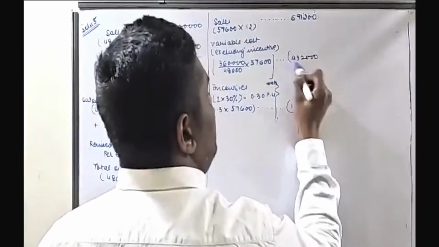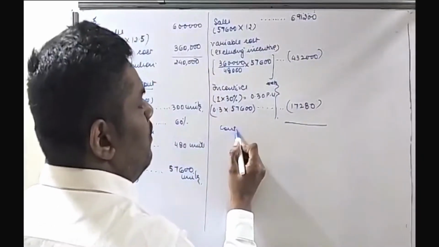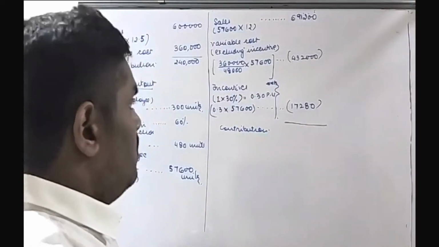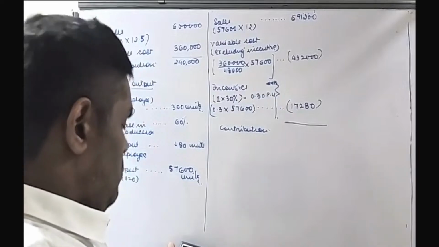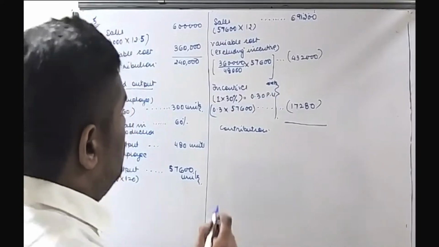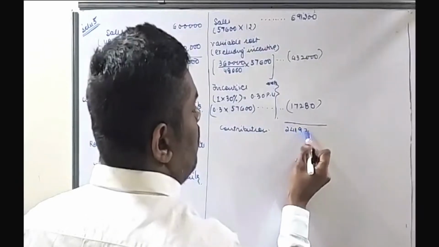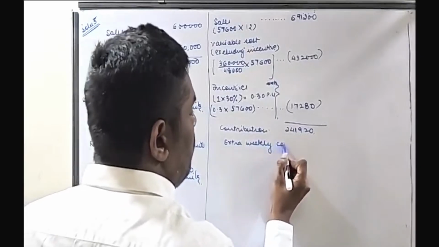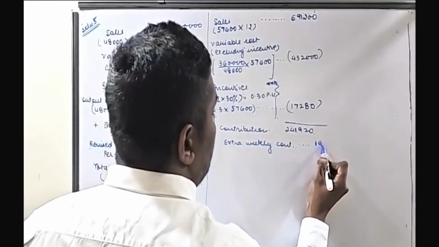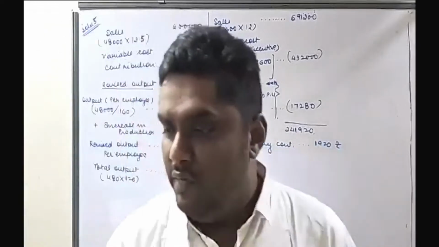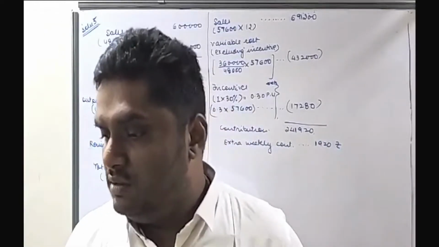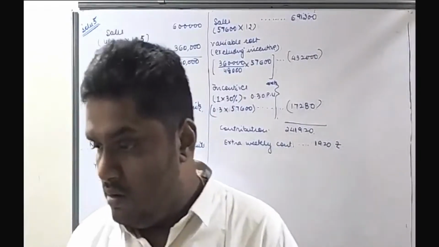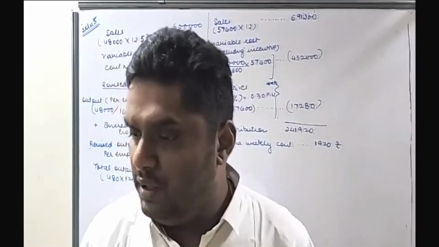So my contribution will be how much? Final contribution will be... If you have any doubts, then please post. It is 1920. Very good, Om Krishna Gupta.